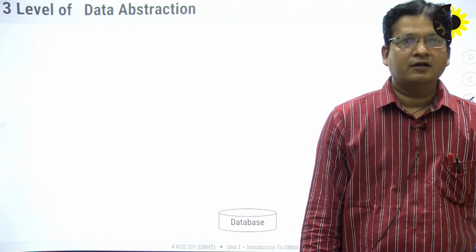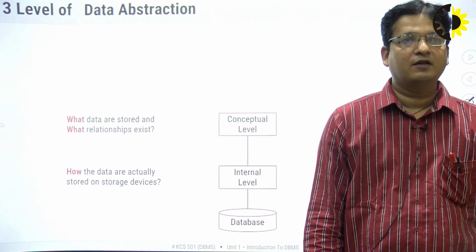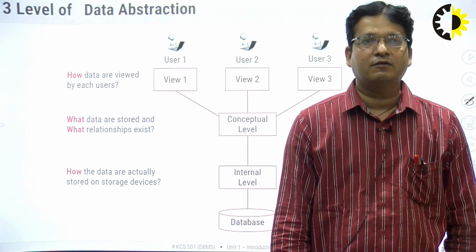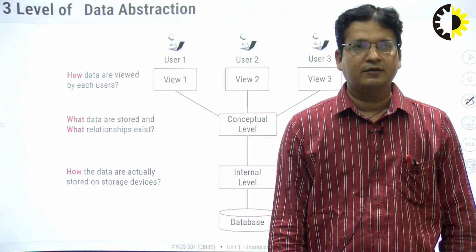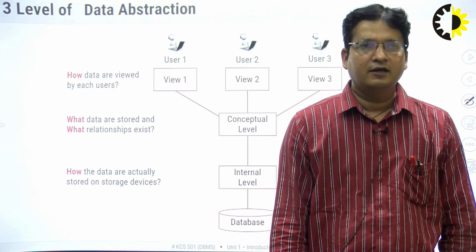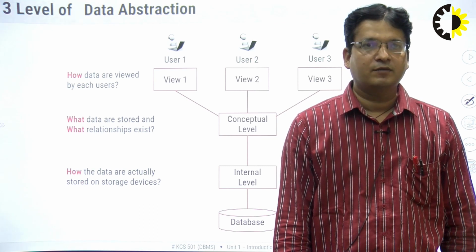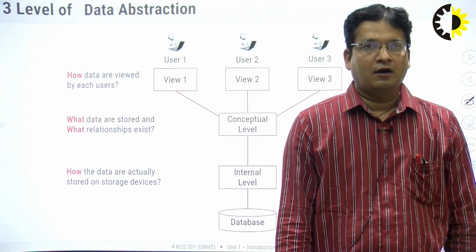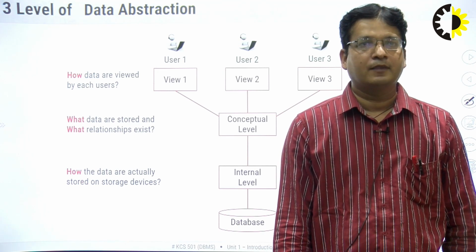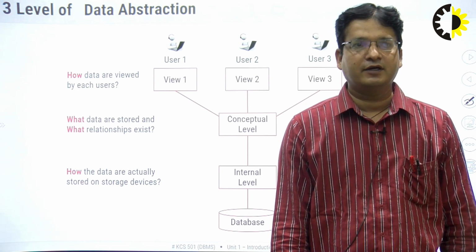Now, there are 3 levels of data abstraction. As you can see in the diagram, first is the internal level, second is the conceptual level, and topmost is the view level. The internal level decides how the data is to be stored, how much memory has to be allocated, and what various access methods are going to be used to access the data. This is all about the physical organization of the data.